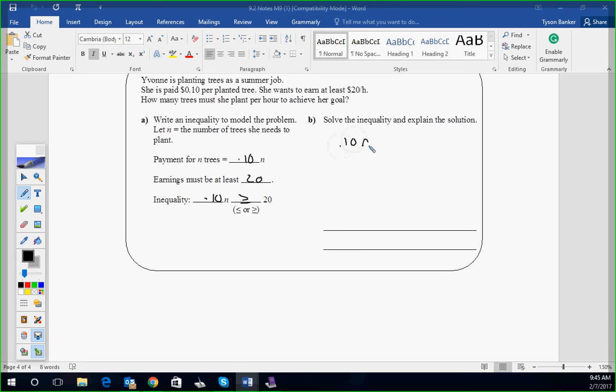So we set it up now. 0.10n. We're going to divide. $20 divided by 0.10. What is that? 200. So she has to plant 200 trees an hour in order to get, hopefully she has some type of device, huh? So 200 trees per hour. Wow, that's a lot. Okay, 200 trees per hour. It's really drilling the holes quickly.